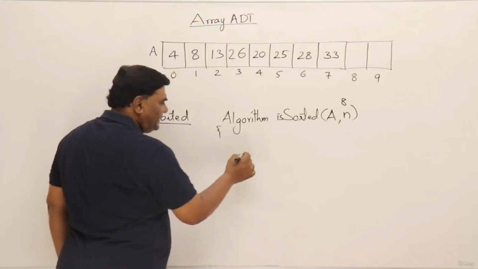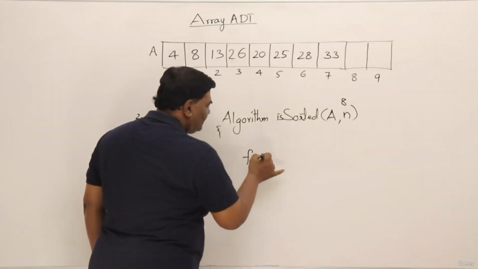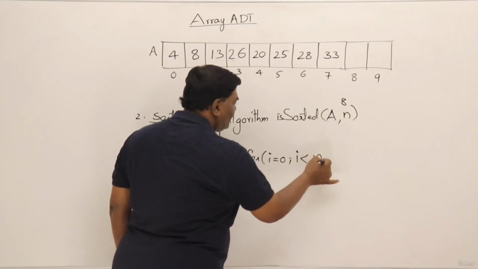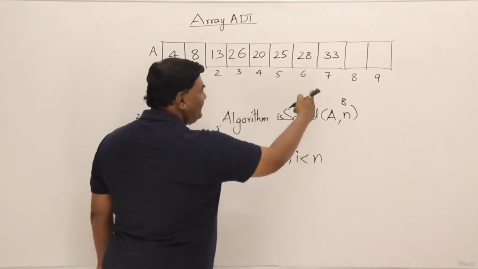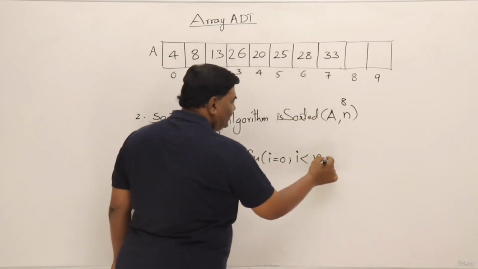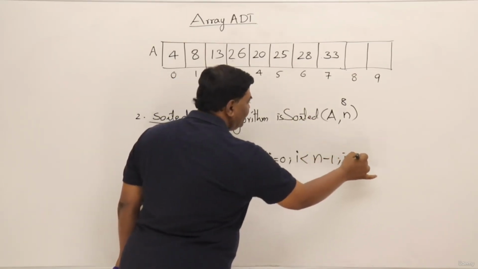So using a for loop, we can do this. For i takes value 0, i is less than the number of elements. No, usually we reach till here when we say n, but we have to stop before that. So n minus 1, i plus plus.